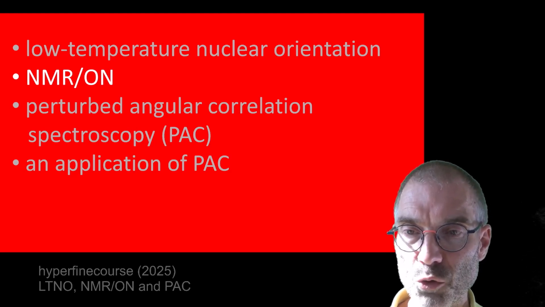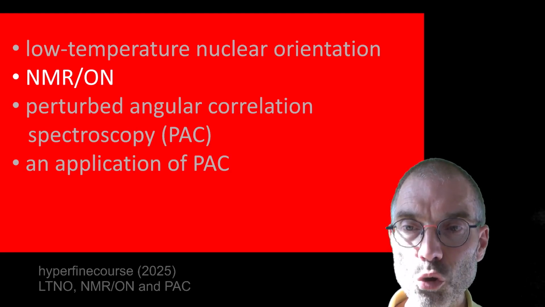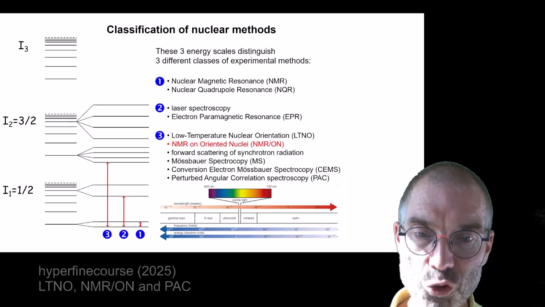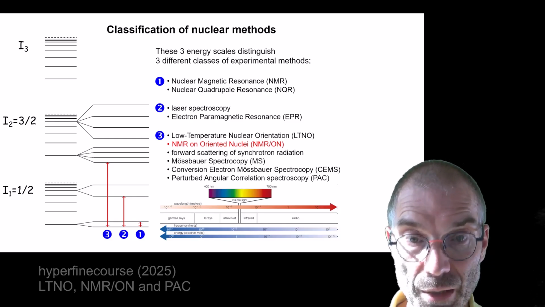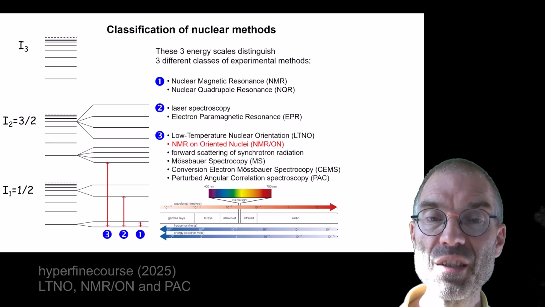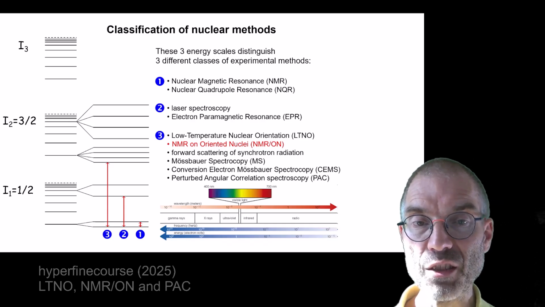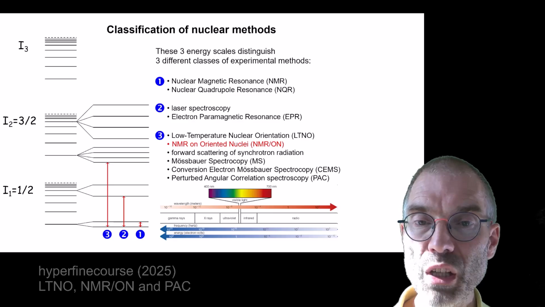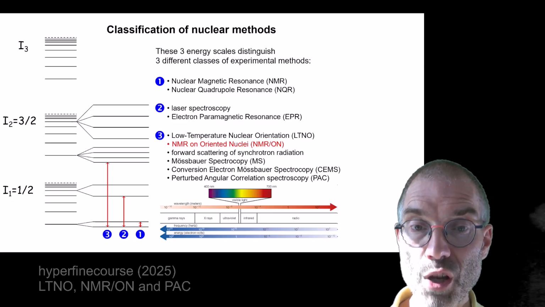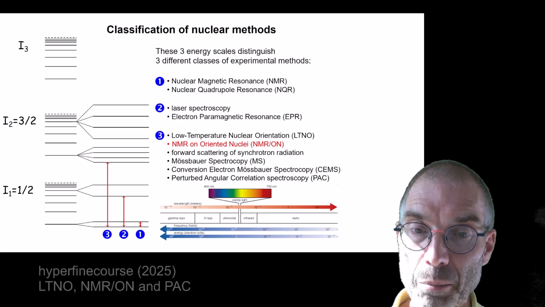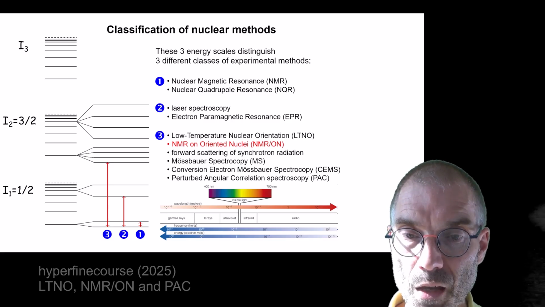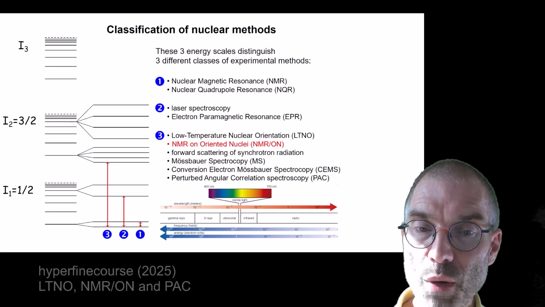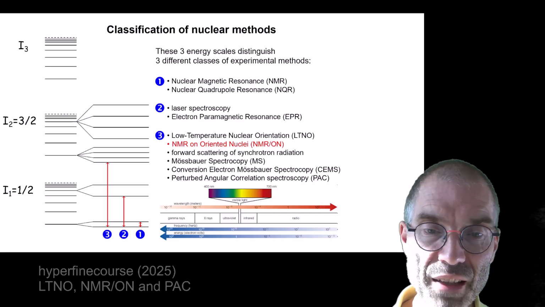Then we come to the second method of today, nuclear magnetic resonance on oriented nuclei. That too is a method of type 3. We had seen nuclear magnetic resonance already before as a method of type 1, so on stable nuclei, not on radioactive nuclei, and there we use radio waves to flip the nuclear spin. In NMR on oriented nuclei, we will also use radio waves, but we will not look at the spin flip.